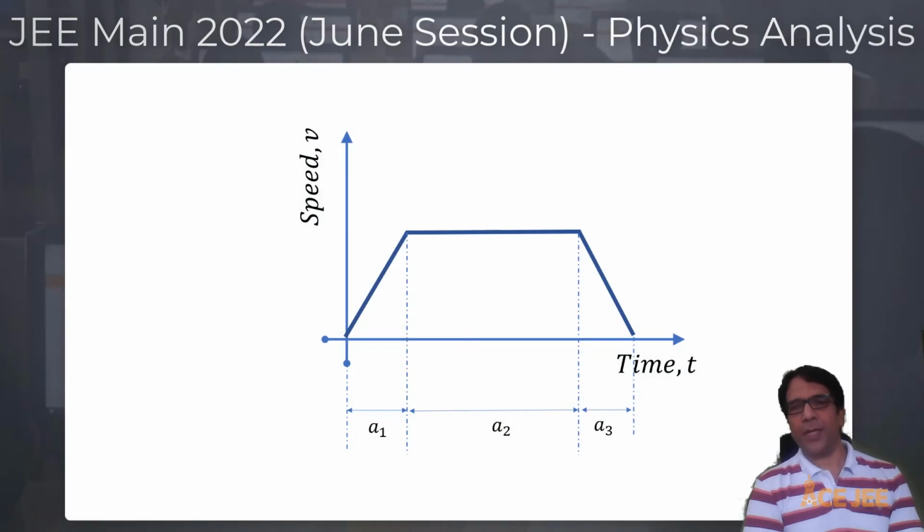Next one, wherein the particle will be moving in the same direction, but it will have 2 different segments with different accelerations. So you will have to use the standard kinematic equations, s is equal to ut plus half at square and v is equal to u plus at to determine the unknown for these 3 question types.